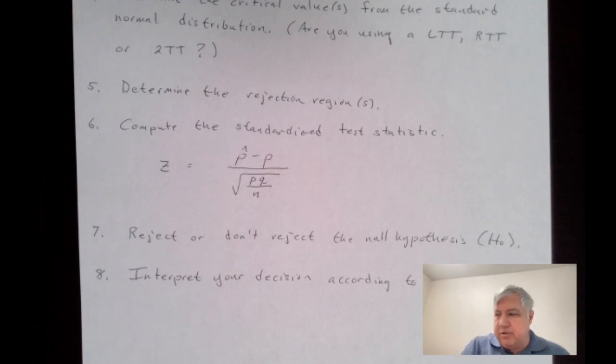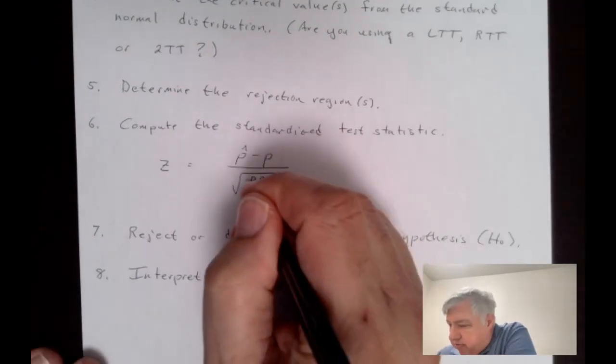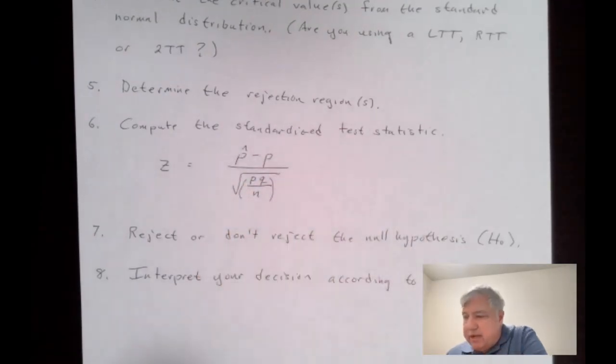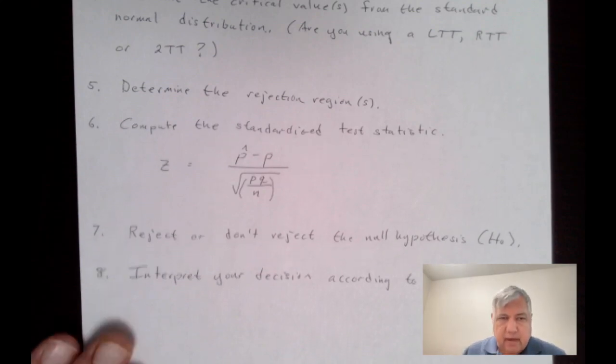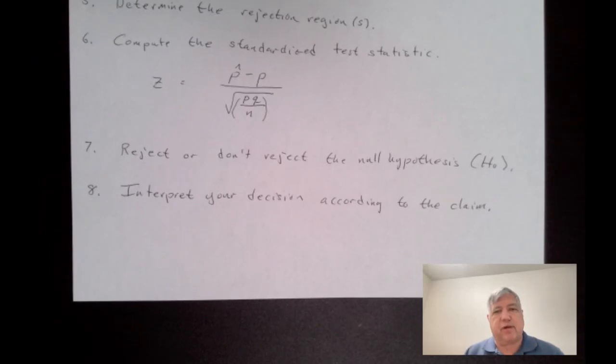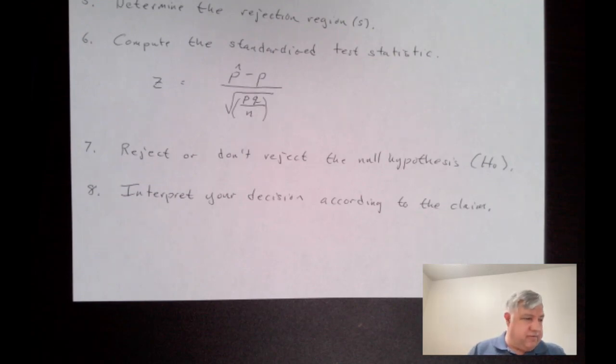One thing you want to make sure is that this whole fraction is under the square root. So I would say compute that first, then take the square root of that. Then you reject or don't reject the null hypothesis, and then you interpret your decision in the context of the claim. All right. So we'll look at 3 examples here.